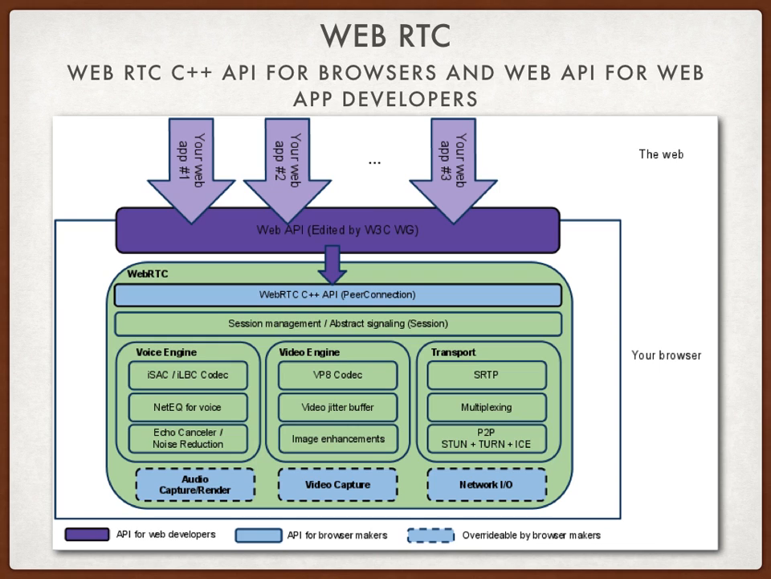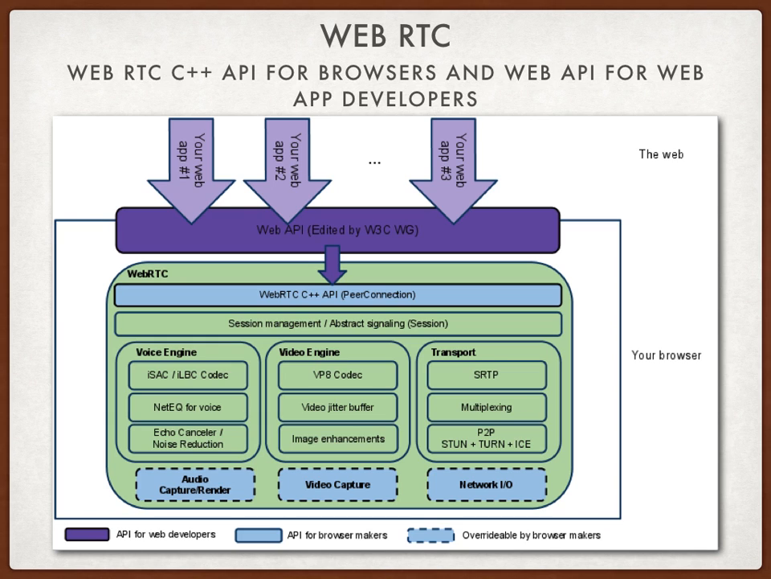iLBC is a narrowband speech codec for VoIP and streaming audio. It uses 8 kHz sampling frequency with a bit rate of 15.2 kilobits per second for 20 millisecond frames and 13.33 kilobits per second for 30 millisecond frames. iLBC is defined by IETF RFCs 3951 and 3952.